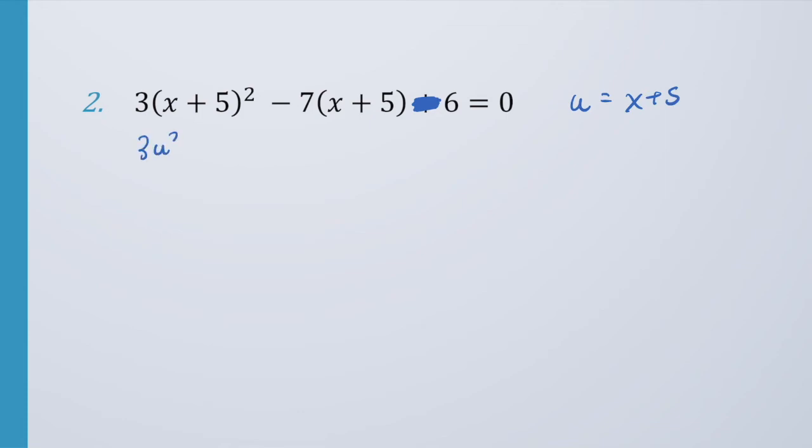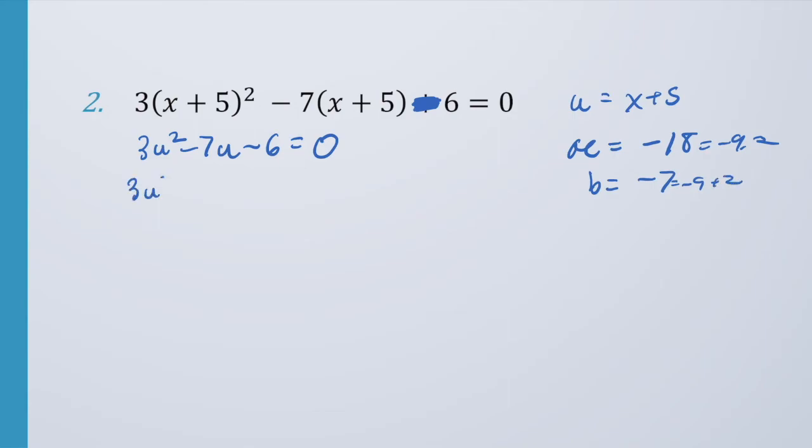So I have 3u squared minus 7u minus 6 equals 0. And it has to be minus 6. That was a typo on my part. So now I want to find the factors of ac, which in this case is negative 18, that added to b, which is negative 7. Well, how about negative 9 times 2? So I have 3u squared minus 9u plus 2u minus 6 equals 0. And then I can factor by grouping.